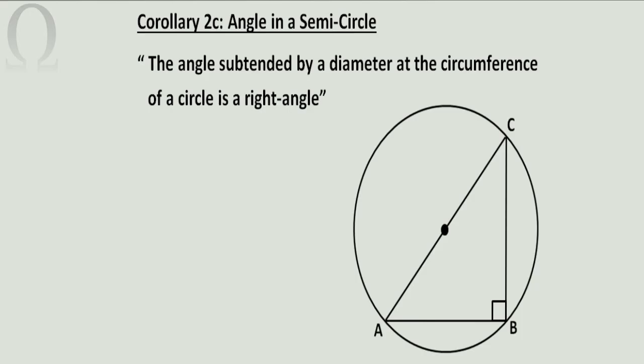Since a diameter is a chord that passes through the center of a circle, the angle at the center of a diameter is 180 degrees. And because the angle at the center of a circle equals twice the angle at the circumference of the circle, it follows that the angle subtended by a diameter at the circumference of a circle is half 180 degrees, which is 90 degrees.